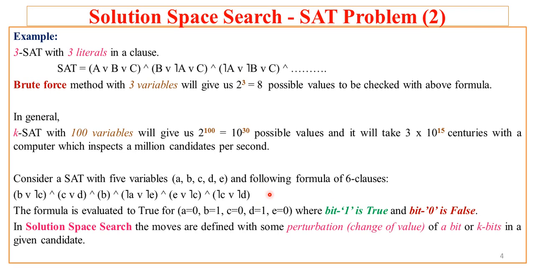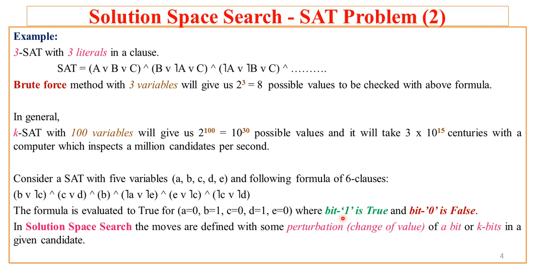But what if I want to find out all possible combinations of A, B, C, D and E? Then with the brute force method, it will be quite time consuming. So we may have something called solution space search, in which we will be choosing a current candidate solution, and with respect to that current candidate solution, we will try different possibilities, but those possibilities will be limited with certain criteria, and that is called perturbation, that is change of the value. You can change a bit value or you can change k bit values.